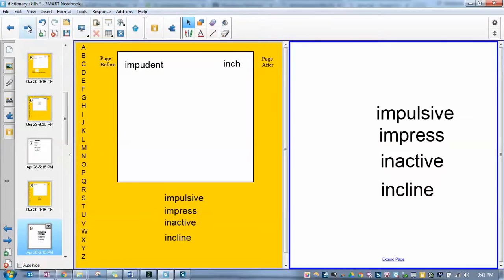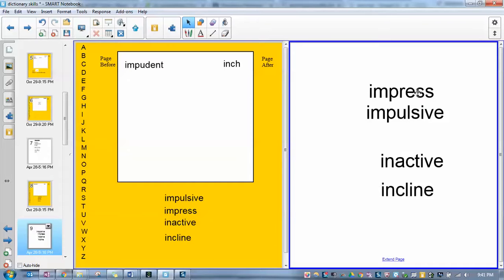So here's another example. I have the words impudent and inch as my guide words, and then my words that I'm trying to sort are impulsive, impress, inactive, and incline. So I'm going to put all of my words in alphabetical order first, and then I'll check. So I have impulsive. This is IMPU. This is IMPR. R comes before U in the dictionary.